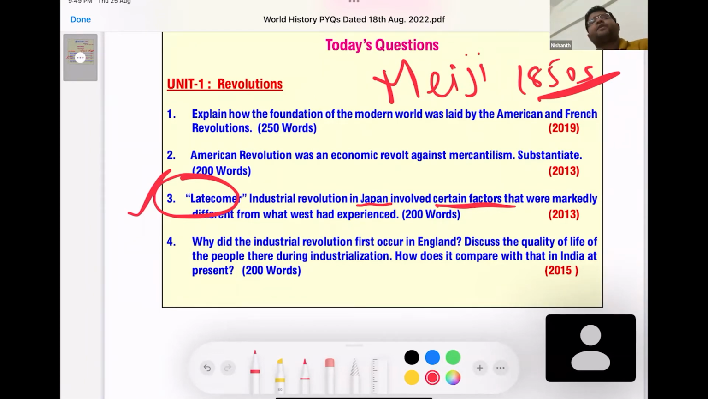So what was different from the industrial revolution of the West is that the industrial revolution was by and large driven by the capitalist powers in the West. But significantly different in Japan, the state was driving the industrial revolution. So, capitalist versus state. This is the first point and the first difference.